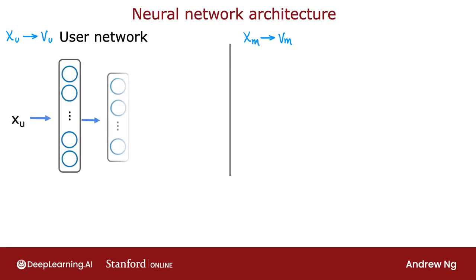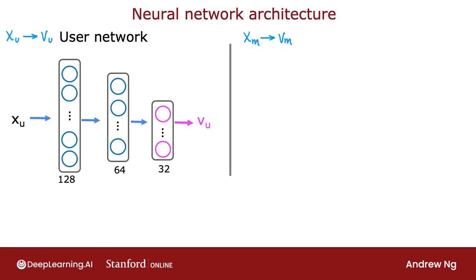Here's an example of a user network. It takes as input the list of features of the user, XU, so the age, the gender, the country of the user, and so on. And then using a few layers, say dense neural network layers, it will output this vector VU that describes the user. Notice that in this neural network, the output layer has 32 units. And so VU is actually a list of 32 numbers. Unlike most of the neural networks that we were using earlier, the final layer is not a layer with 1 unit. It's a layer with 32 units.